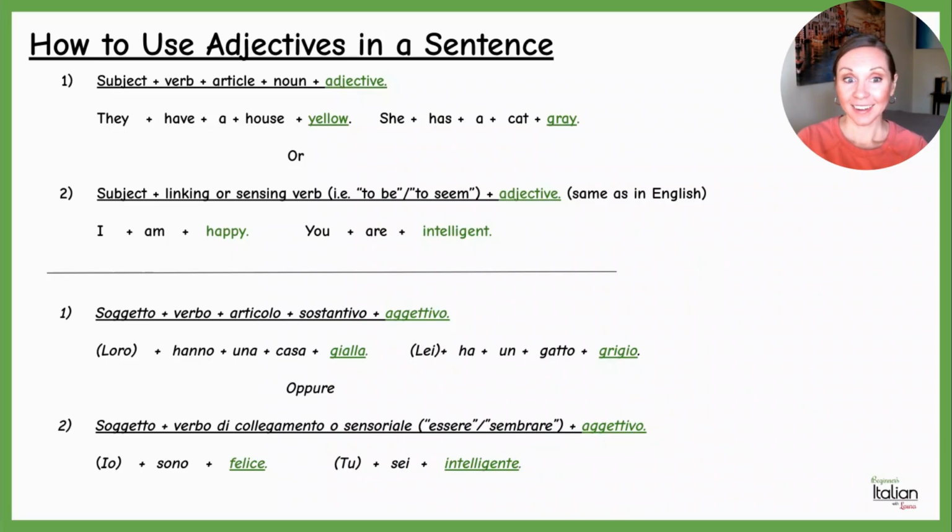Okay, so hopefully that clarifies things a little bit. And now you have two different ways to use an adjective in a sentence.